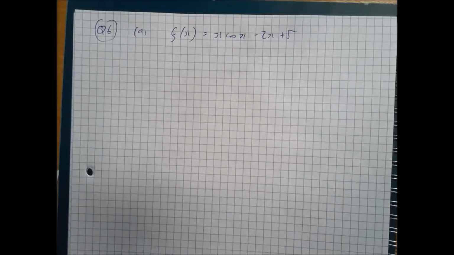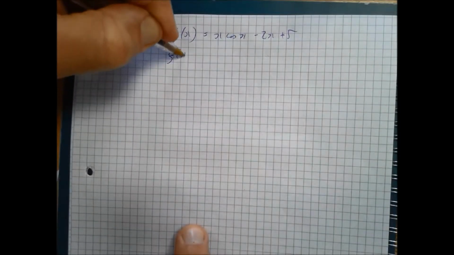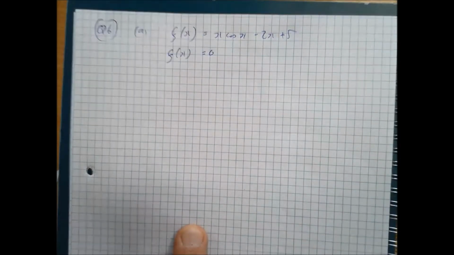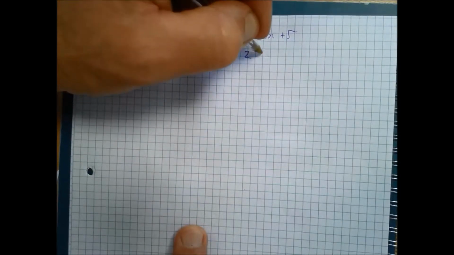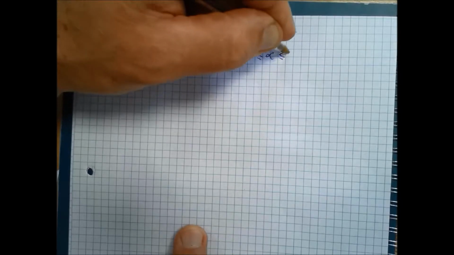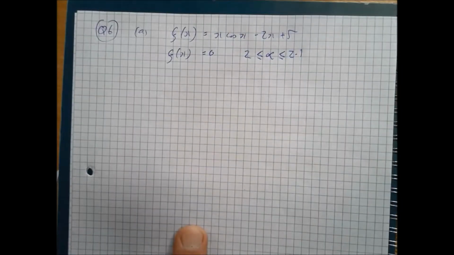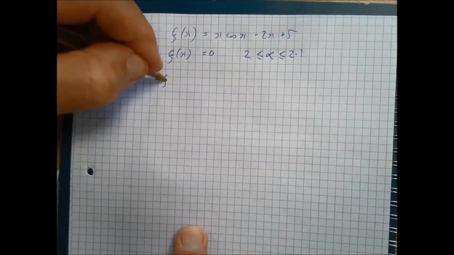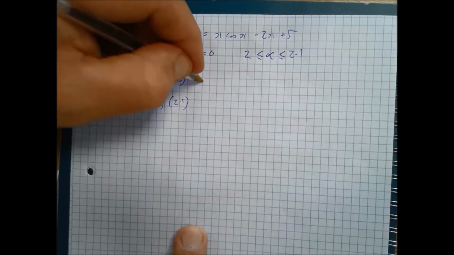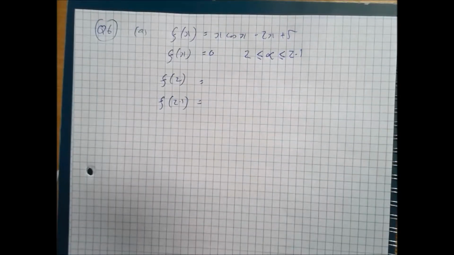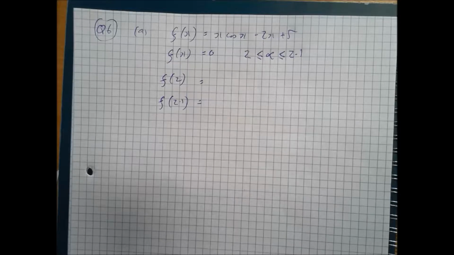Okay, first question then is showing that f of x equals 0 has a root alpha in the interval 2, 2.1. To do that I'm going to look at f of 2 and f of 2.1. If there is a root between those two, I would expect there to be a sign change, and that's valid because we know that the function is continuous in that range.